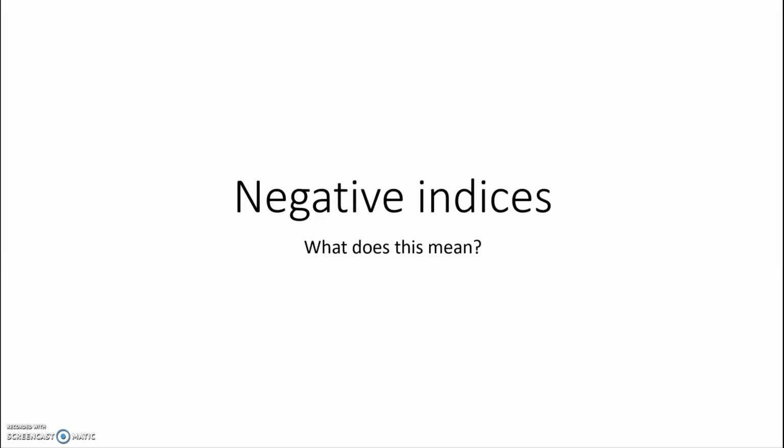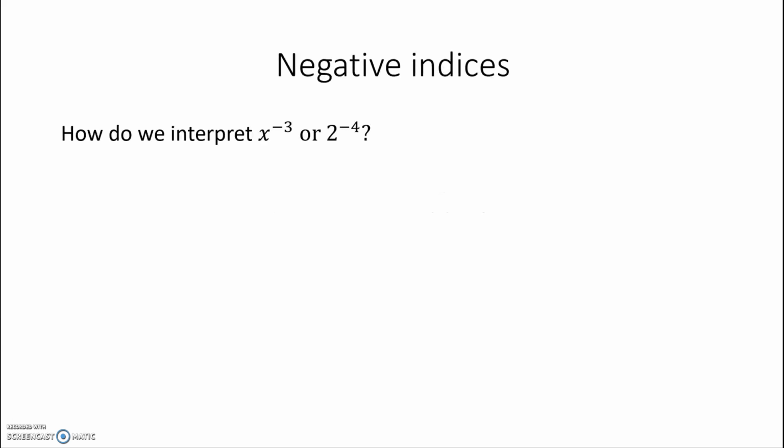This is a short video in a series of short videos on the topic of reviewing basic arithmetic skills. So now we're looking at powers, negative indices. The question is, how do we interpret x to the negative 3 or something like 2 to the negative 4? First up though, we need to note that any expression like this with a negative power follows the same rules as those with positive powers.